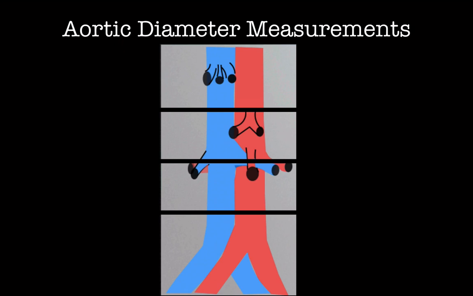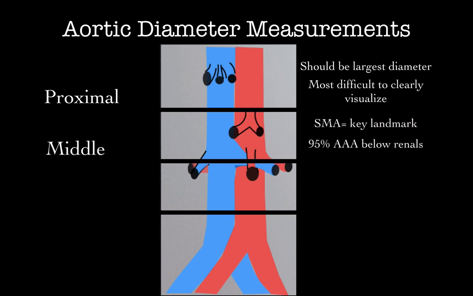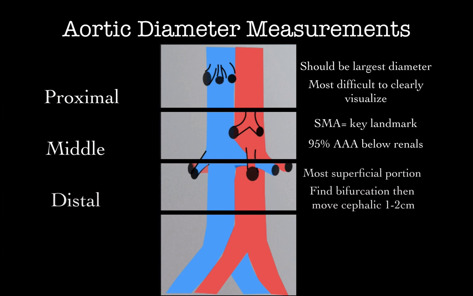Now, we like to make our measurements in three places just for documentation purposes. So we like to make it proximal, up near the superior mesenteric artery. This is the most difficult place to image the aorta because there's more bowel gas here and it's further away from the transducer. Then we like to image in the middle part of the aorta, which is below the superior mesenteric artery, which is around where the renal arteries take off from the aorta, and then distally near the bifurcation.